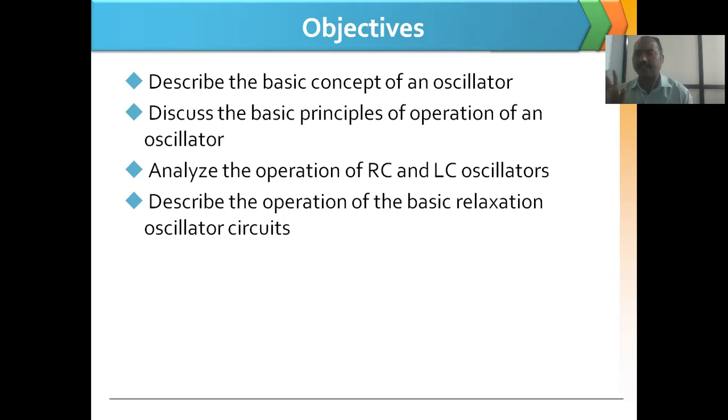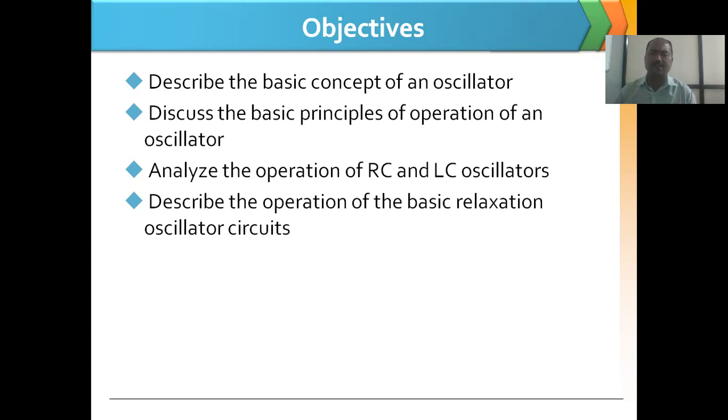LC indicates two components: L is the inductor and C is the capacitor. The inductor and capacitor configuration is used for the generation of high frequency signals, and RC indicates resistance and capacitor. These are the elements used for the generation of low frequency signals, which are required for different applications. For those purposes we use the oscillator.